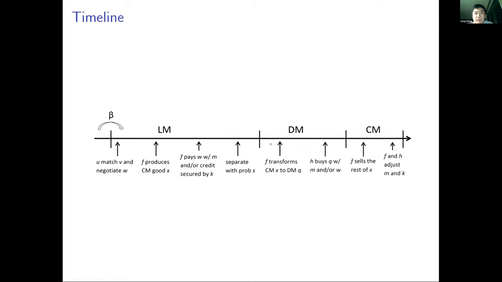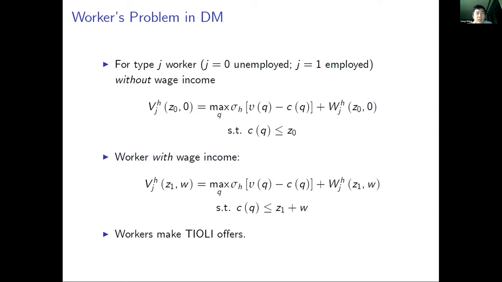Then we go to the decentralized market, and basically the firm is going to transform the numeraire good into the second good. Then households and firms meet and bargain over that good. Households pay with either cash or with the wage bills they receive. Finally, they go to the centralized market, and firms sell off the rest of the X that's not traded in the decentralized market, and they adjust their money holdings and capital holdings, etc.